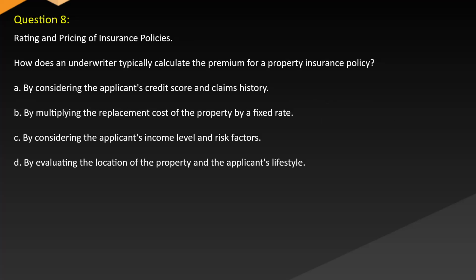Question 8. Rating and pricing of insurance policies. How does an underwriter typically calculate the premium for a property insurance policy? A. By considering the applicant's credit score and claims history. B. By multiplying the replacement cost of the property by a fixed rate. C. By considering the applicant's income level and risk factors. D. By evaluating the location of the property and the applicant's lifestyle.